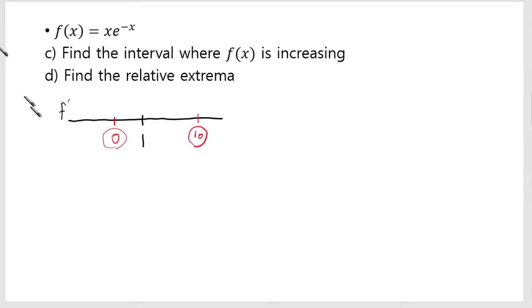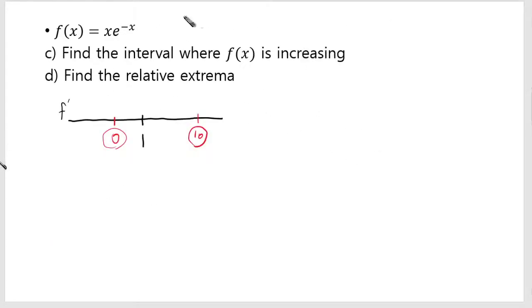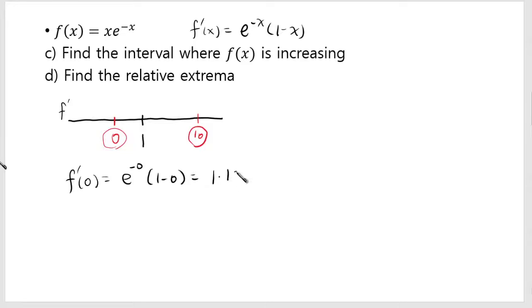And then let's plug it into f prime. Oh, I need to know the f prime. f prime was e to the negative x times 1 minus x, so f prime of x equals e to the negative x times 1 minus x. Let's try to plug these numbers. So f prime of 0 would be e to the 0th power times 1 minus 0, which is anything to the 0th power is 1, times 1, which is 1. And I'm not really worried about the value. I just need to know if it's positive or negative, and I see it's positive, okay?